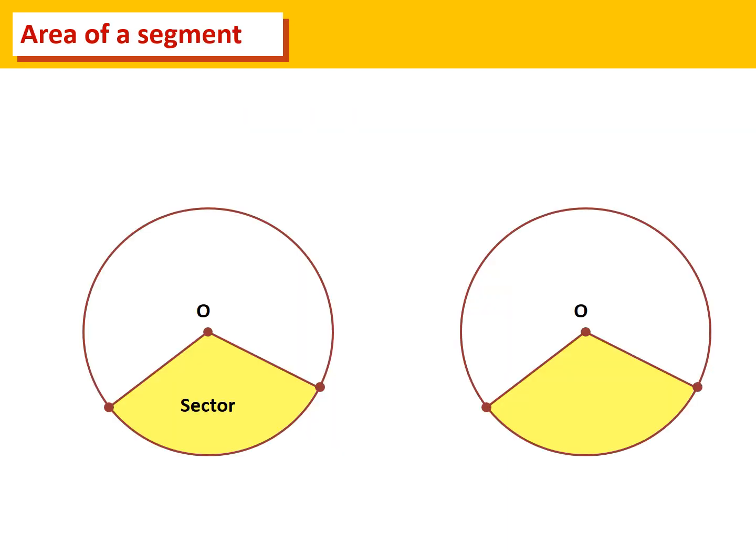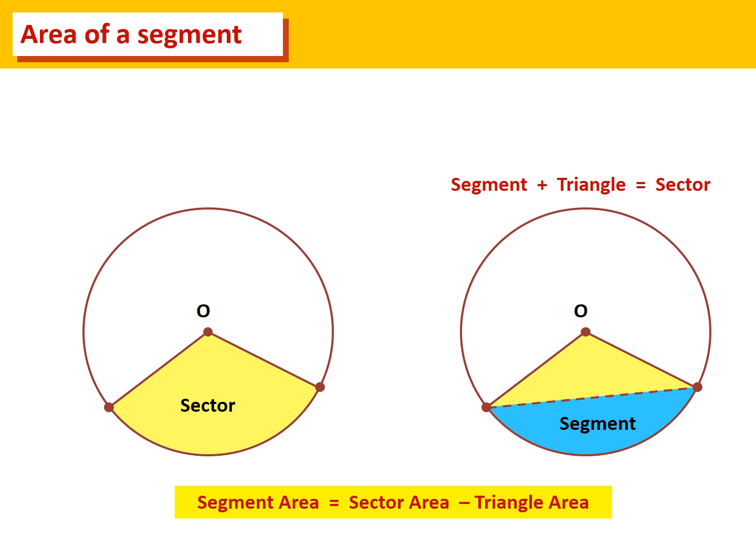So on the left hand side we have our sector, and if we join the ends of the two radii, we split that sector into a triangle, and then the other piece we call a segment. Therefore the area of a segment plus the area of a triangle make up the area of a sector. And if we rearrange that, remember it's the segment area that we want. The segment area is the sector area, subtract the triangle area.